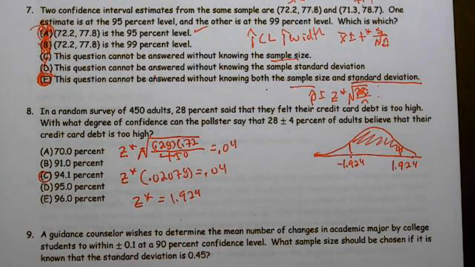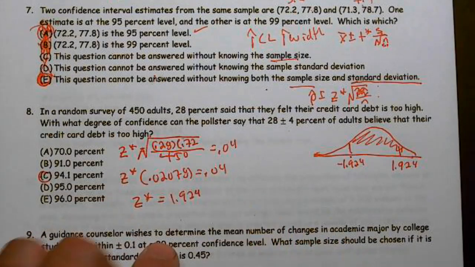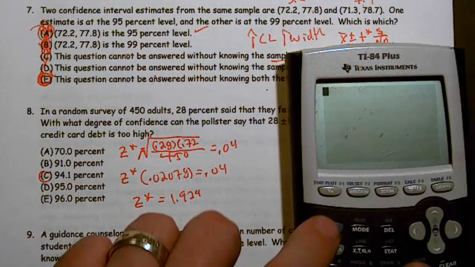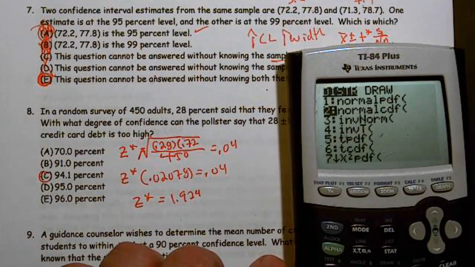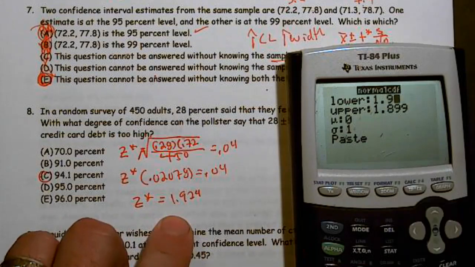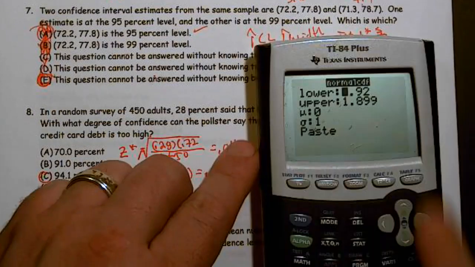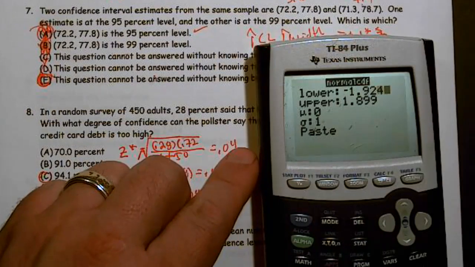Okay, so I went back and checked my math and everything is fine. I just carried it more decimal places this time. And because I carried it more decimal places, I ended up with a slightly higher answer. So once again, what I did here was I went second vars, norm CDF, and I put in the lower bound of negative 1.924, and the upper bound of positive 1.924.